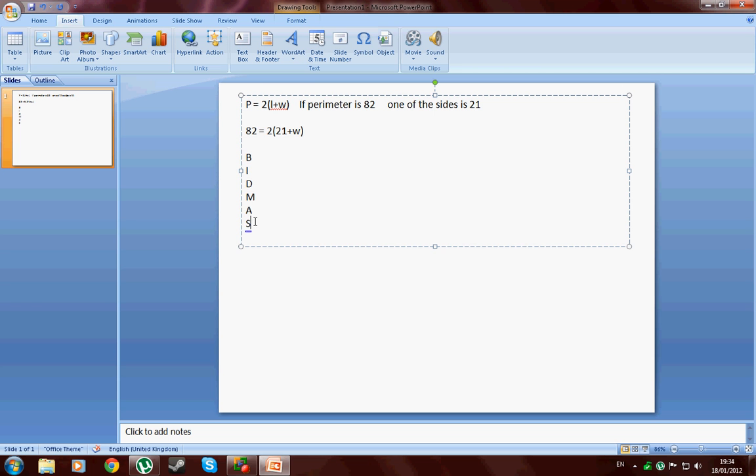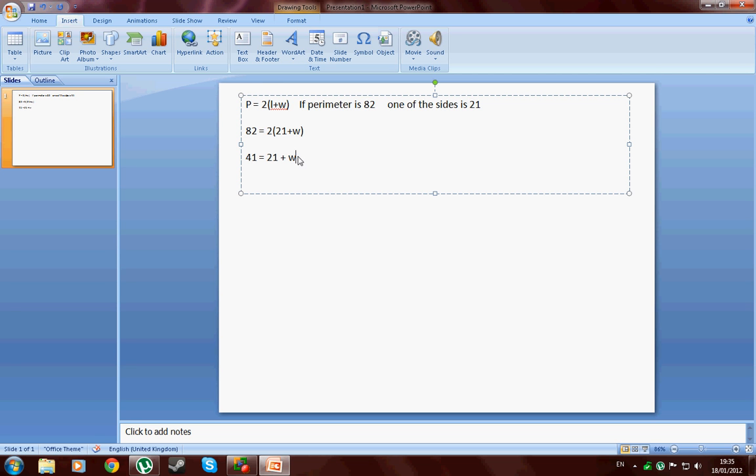So, what we can do is we can undo this multiplication of 2. So we divide everything by 2. You should be quite familiar with that now. So we have 82 divided by 2, which is 41, equals 2 divided by 2 is just 1, so it just leaves behind the contents of the bracket, which are 21 plus W.